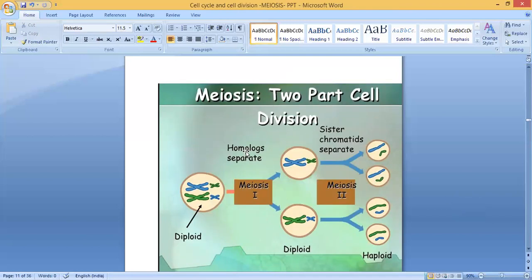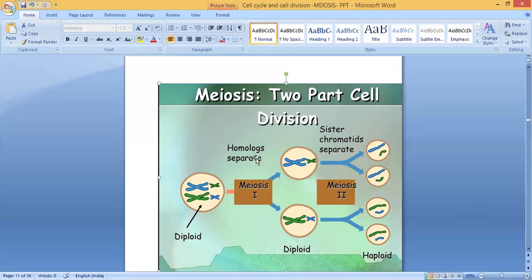Okay. Here you can see how meiosis 1 and meiosis 2 take place. First one is the parent cell, you see, it's diploid in nature. Okay, you can see there is one pair. This is another pair of chromosomes. So it is diploid in nature, 2n. Okay, this is 1n, this is 1n, 2n. So it's diploid in nature.